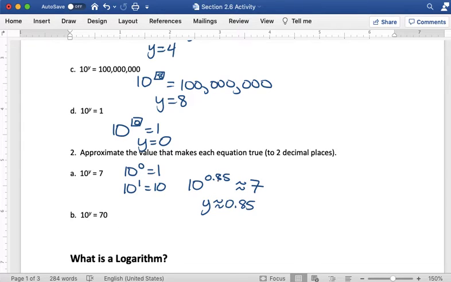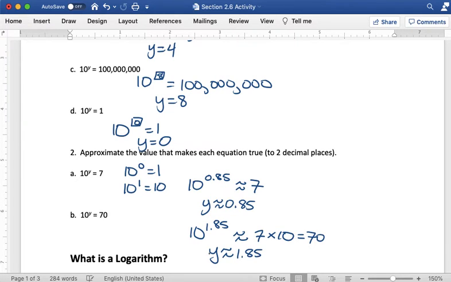If I add 1 to the exponent here, then I am multiplying the other side by 10. So this is one additional factor of 10. It's a little harder to think about when it's a decimal, but it's the same thing. So adding 1 to the exponent is multiplying by a factor of 10. So 10 to the 1.85 power is approximately 7 times 10, which is 70. So the answer is that y is approximately 1.85.